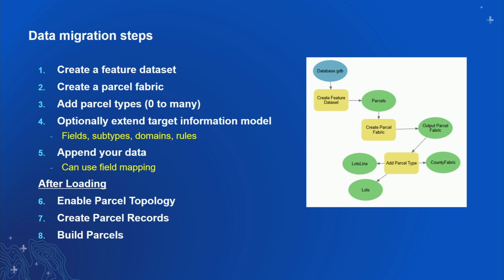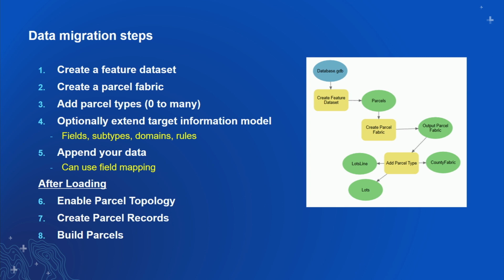Create a parcel fabric; that is a geoprocessing tool. Use another geoprocessing tool to add your parcel types. You will run it for each parcel type you want to add. Now you go ahead and extend the parcel fabric that you've just created. You add your additional fields, subtypes.